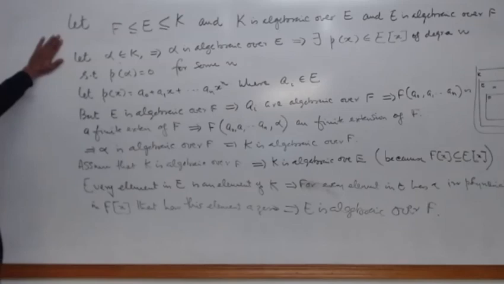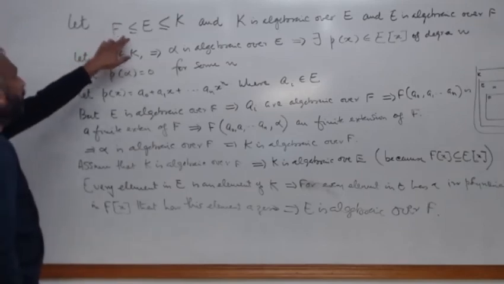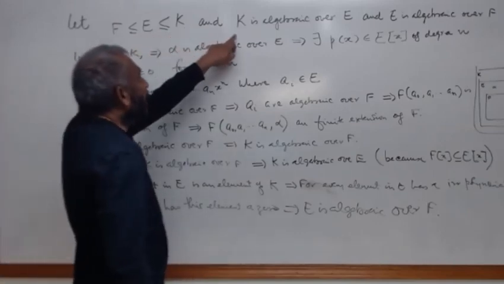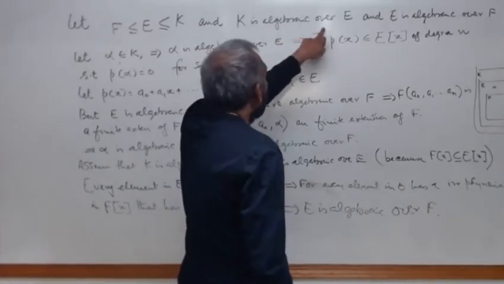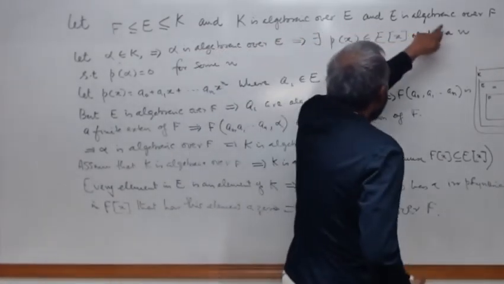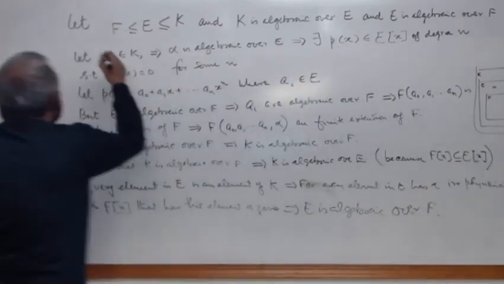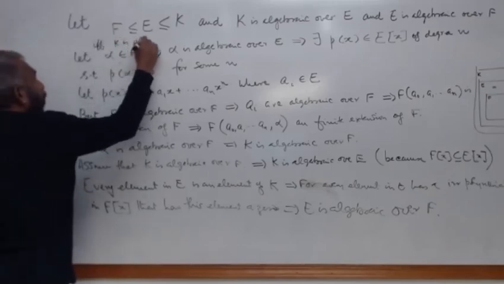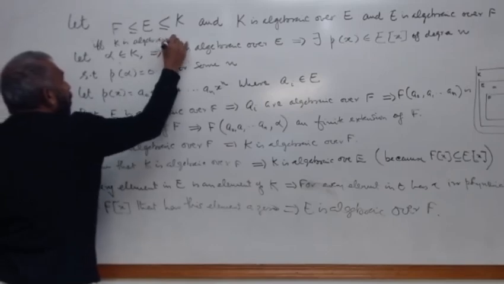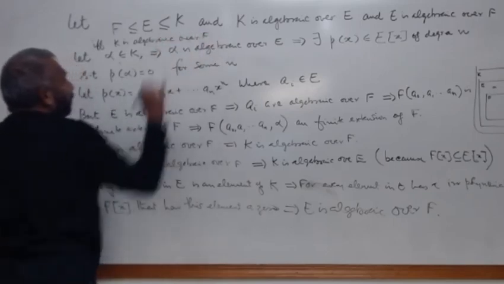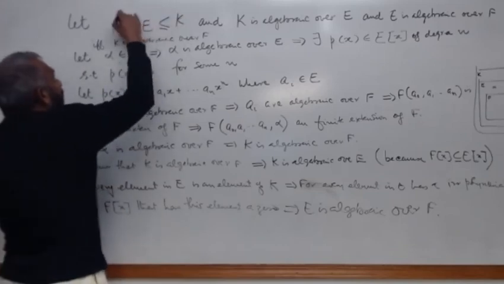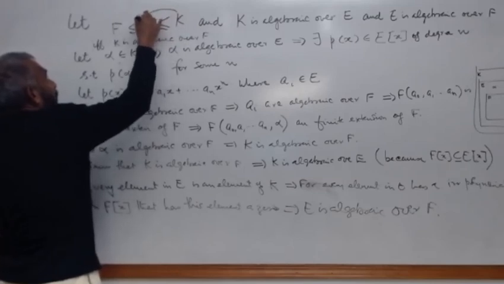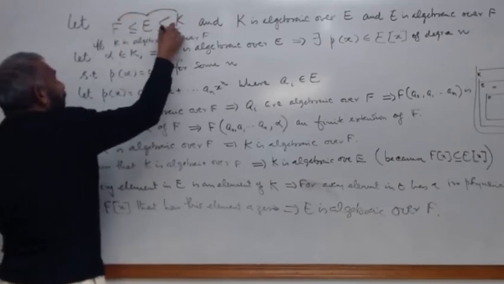So the result is, if F is contained in E, which is contained in K, then K is algebraic over E and E is algebraic over F if and only if K is algebraic over F. Meaning this is algebraic over E, and this is algebraic over F, if and only if this is algebraic over F.